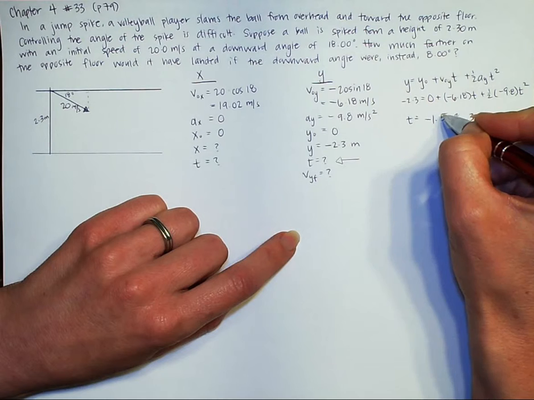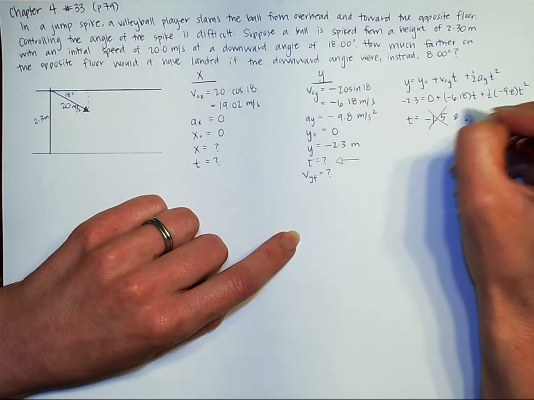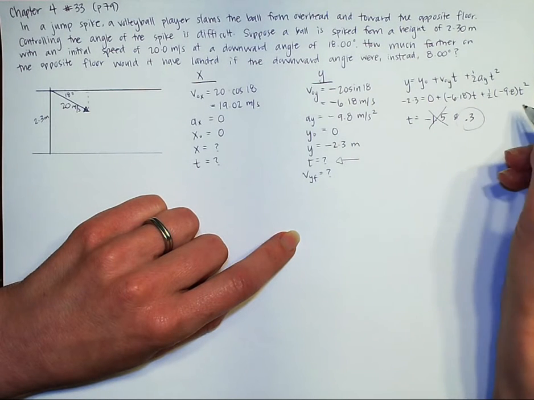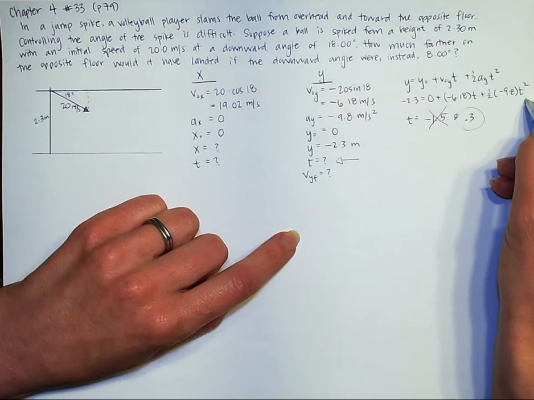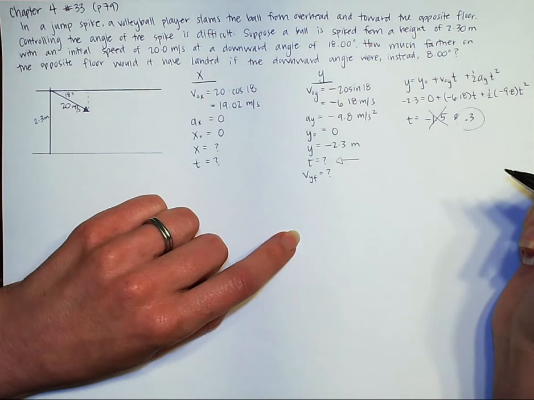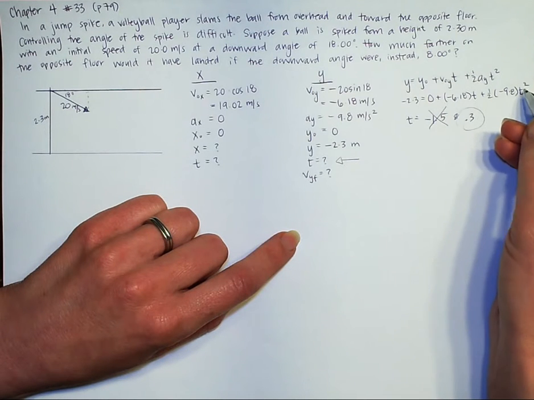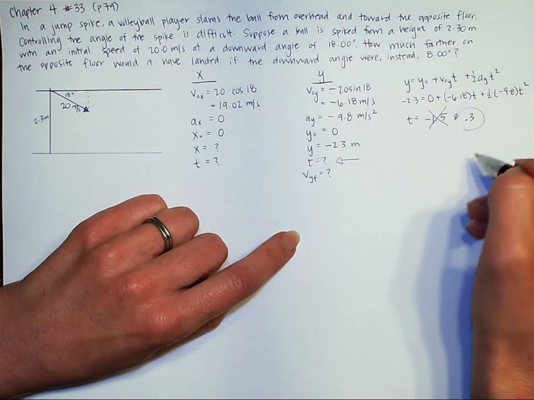And so it doesn't make sense in this context to have a negative time, so then our answer would be 0.3. But you might be in a situation where you don't have a graphing calculator, or you forgot the quadratic equation, or you don't feel like dealing with that. And so you could find out your time in a different way.